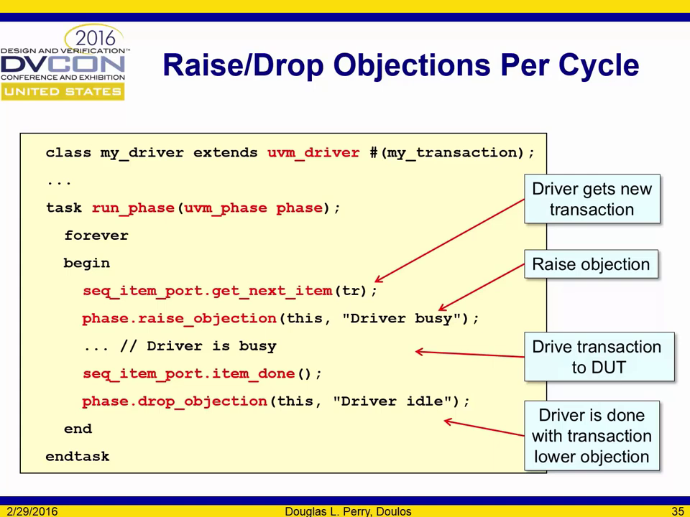Could be good enough. But the problem is that if you're raising and dropping these objections per item, and you've got millions of items, this can become quite a simulation overhead. So I would say, yes, you can do this, but you're going to have to do this judiciously so that you don't cause too much simulation overhead.